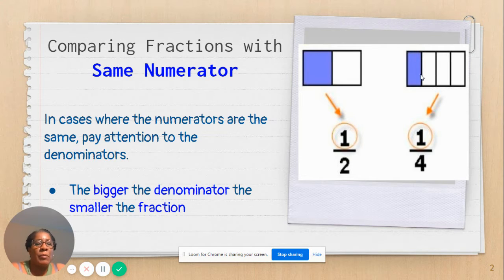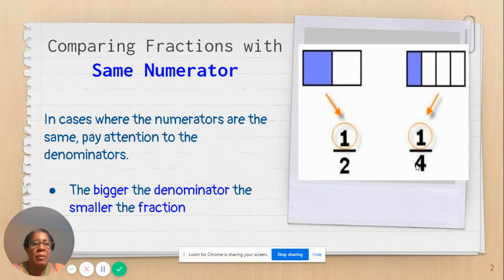When we look at the second fraction, we see it is broken down into 4 equal parts, which represents the denominator. However, in terms of the numerator, there is only one part shaded. Now, in both cases, we only have one part shaded, okay? Because the numerators, or the top numbers, are the same, we need to pay attention to the denominators. If we look at the fractions, the bigger the denominator, the smaller the pieces.